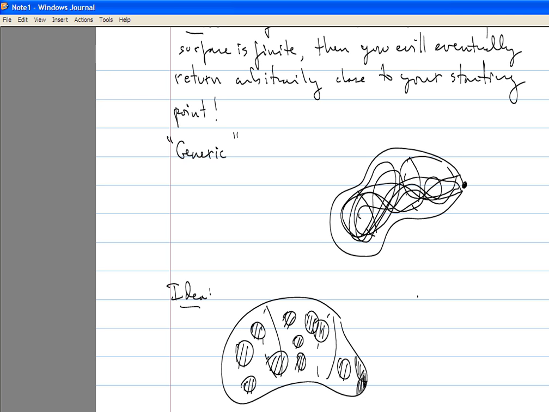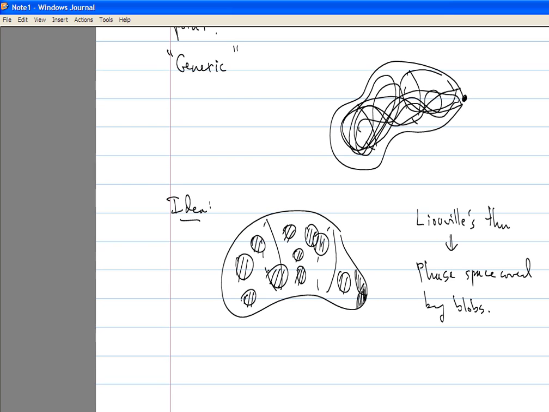So the idea is to use Liouville's theorem so that phase space is covered by blobs. If I were a mathematician, I wouldn't say blob, I would say ball of radius epsilon or something like that. But that's why it's good to be a physicist instead of a mathematician. And because the volume of phase space is finite, whereas time is infinite, and so the volume covered by these blobs as I evolve in time is infinite, that means that these blobs eventually have to intersect.